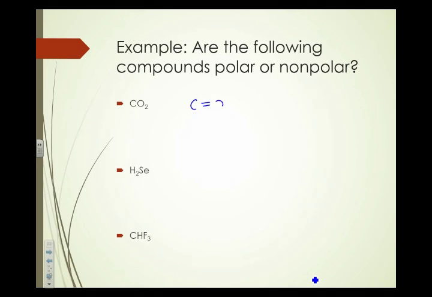So, carbon dioxide, carbon bonded to two oxygens, got some electrons, got some electrons. We look at this and we see same, no non-bonding pairs of electrons. So this is a symmetrical molecule, this is nonpolar.